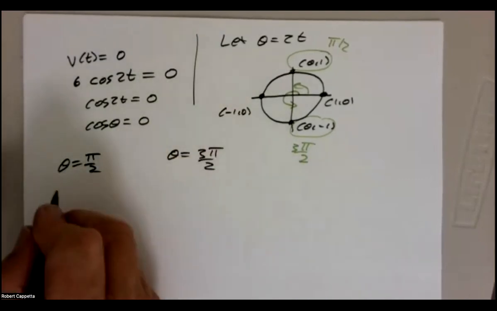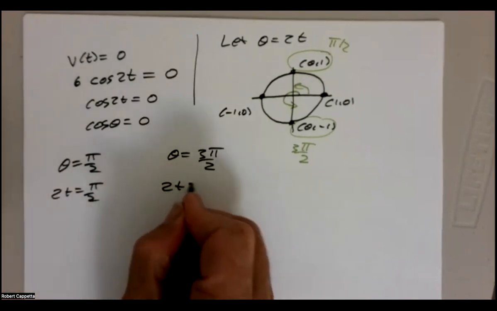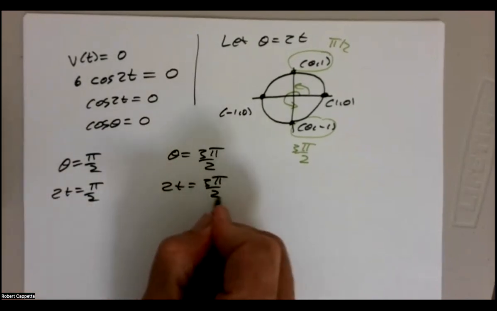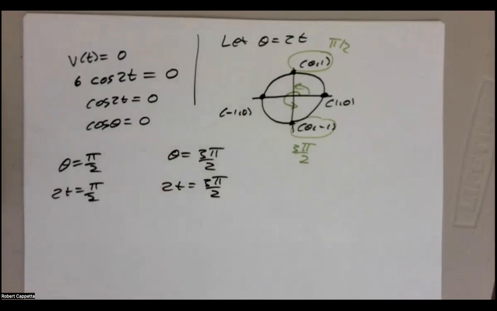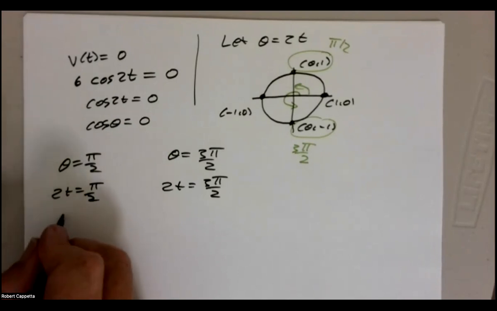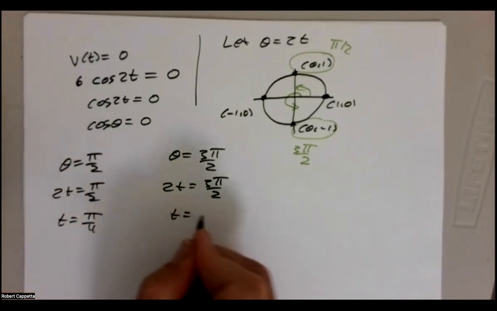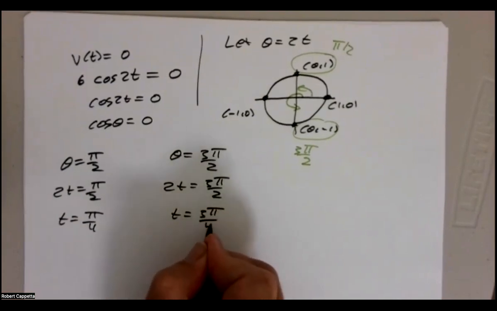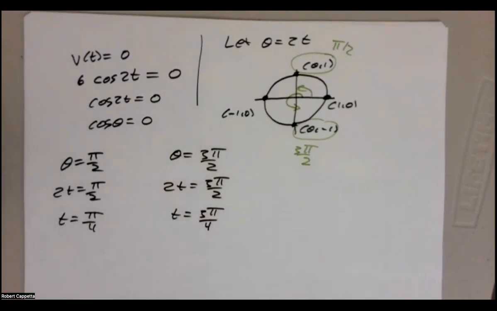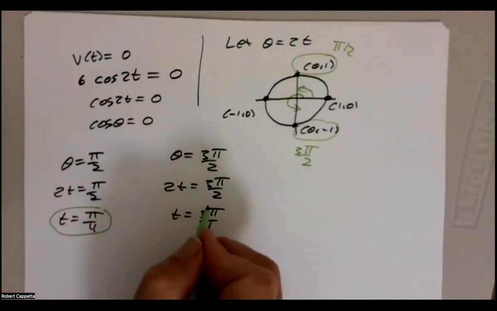But what was theta? Theta was 2t. 2t is pi over 2. 2t is 3 pi over 2. Multiplying both sides by a half, I get t is pi over 4, and t is 3 pi over 4. But that's not all of them. That's 2 answers, but there are actually 4 answers to this question in the interval from 0 to 2 pi.